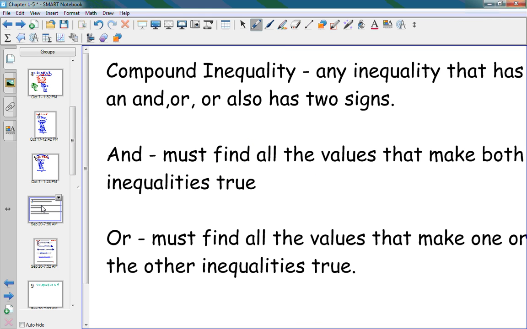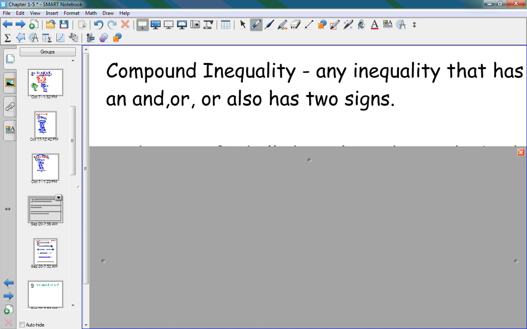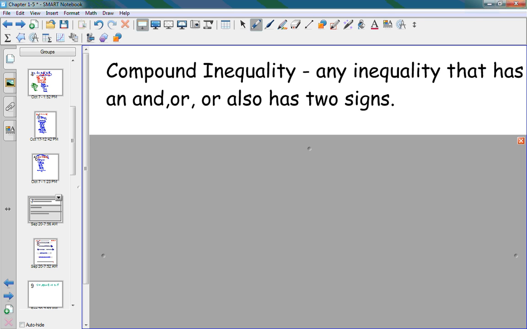Compound inequalities. Compound inequalities are any inequality that has an and, an or, or has 2 signs. That's the words and, or, and or has 2 signs. Okay? Has the words and, or has 2 signs.